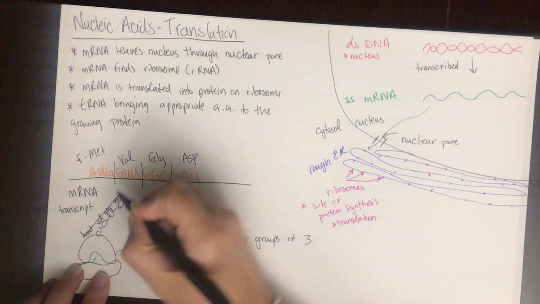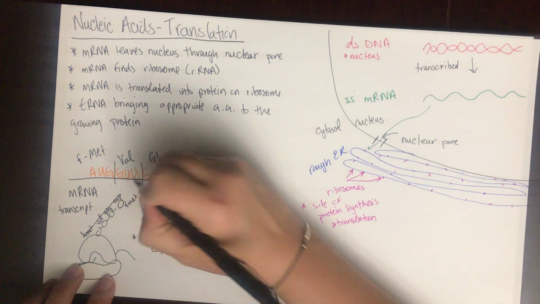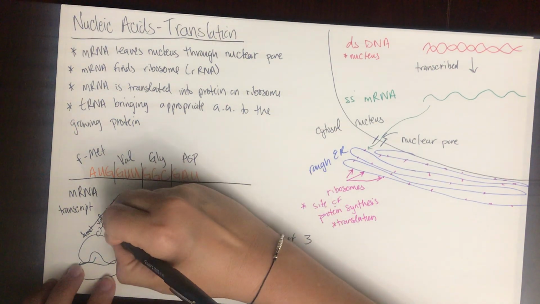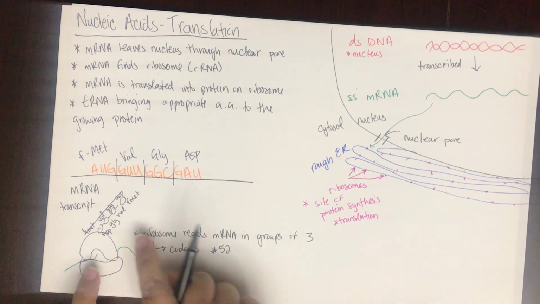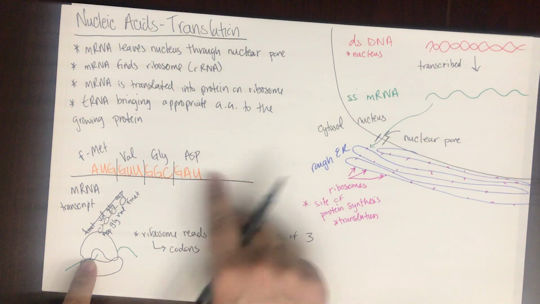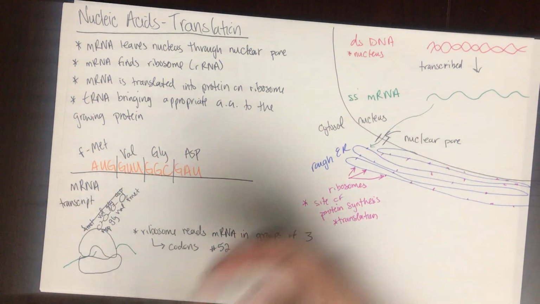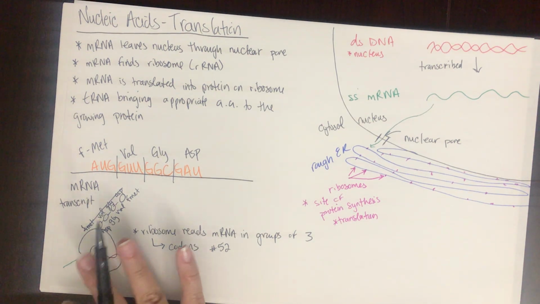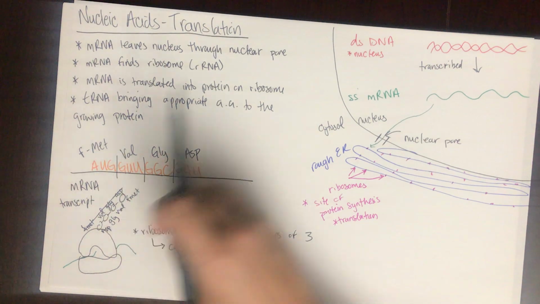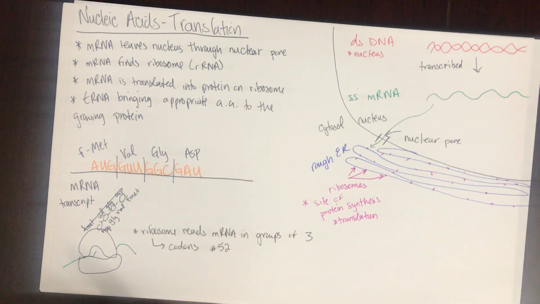I did this backwards. It should be this way: F-met at the top, then valine, then glycine, then aspartate, because it's growing this way. The next amino acid would grow here, and this whole thing would bump out one. This is something I always show a cartoon video of in class, showing these things physically moving around, because it can be really abstract. Slide number 50 shows this happening step by step.